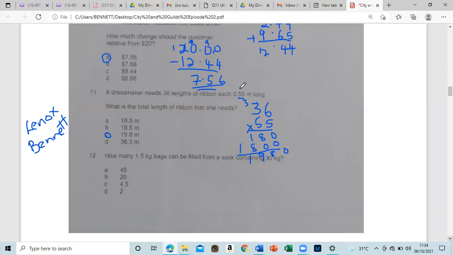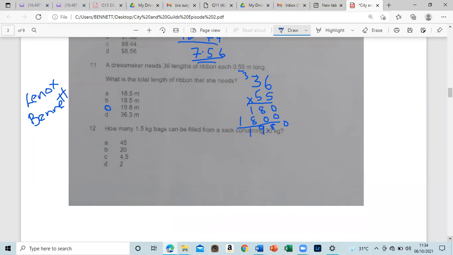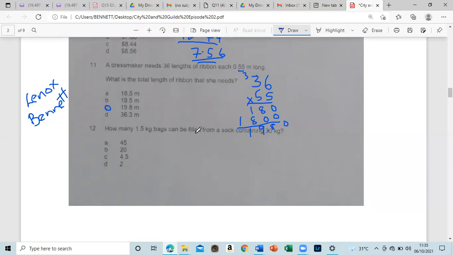And it makes sense because 0.55 is almost like a half, right? But it's a little bit more than a half. If it was 0.5, we multiply 36 by, we would have got 18. All right, how many 1.5 kilogram bags can be filled from a sack containing 30 kilograms? So what we're doing now is dividing.